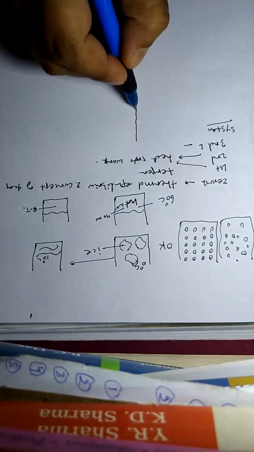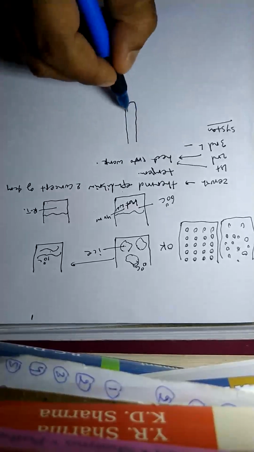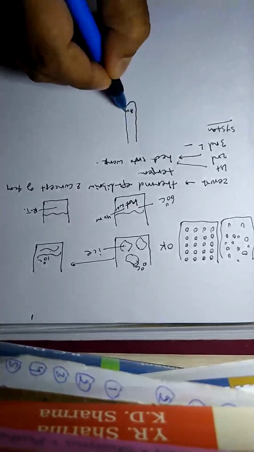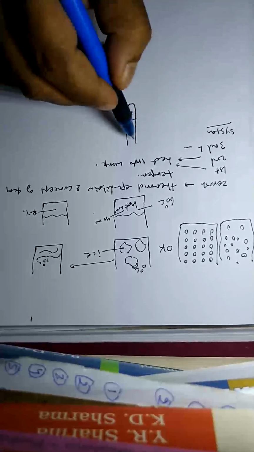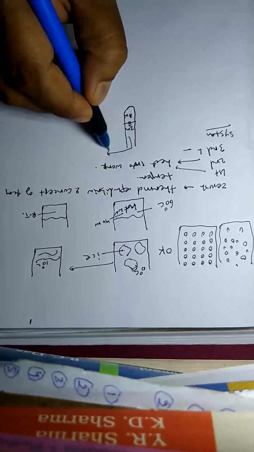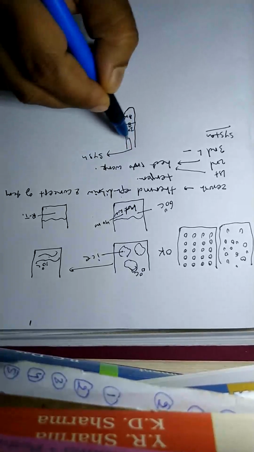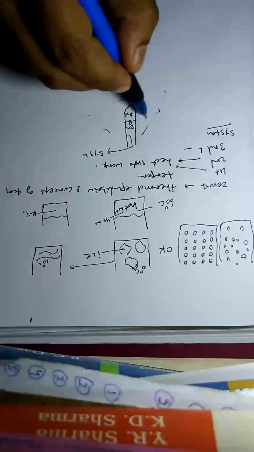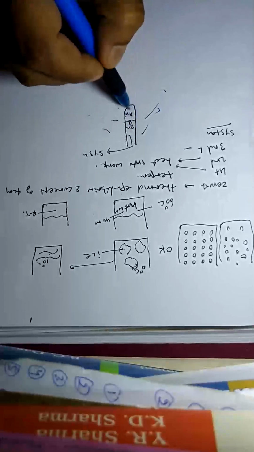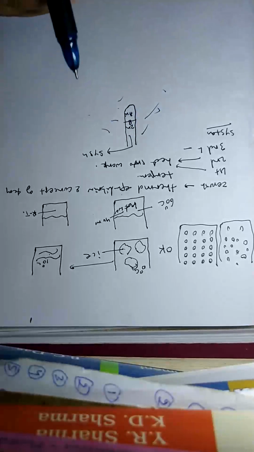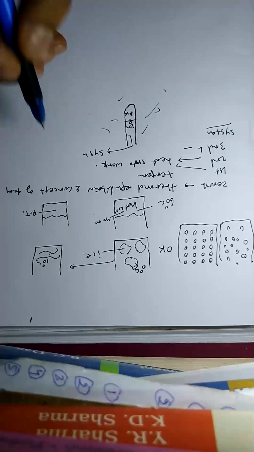Suppose we consider a test tube. In the test tube we put sulfuric acid, then we put some zinc material, then the reaction takes place. So inside the test tube is the system, and whatever is present outside it is called the surrounding, and the test tube surface present outside is called the boundary.